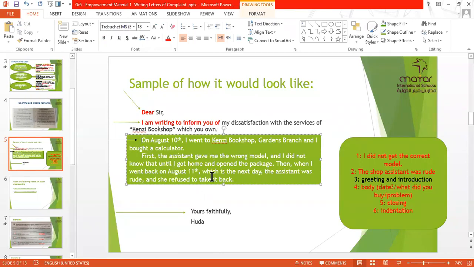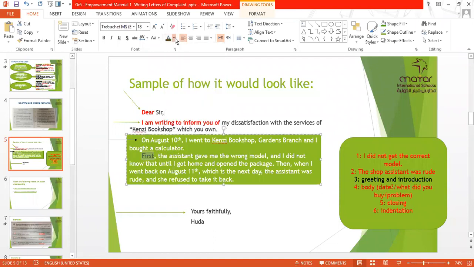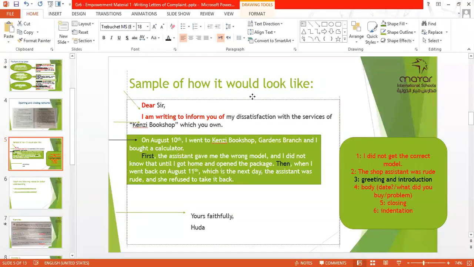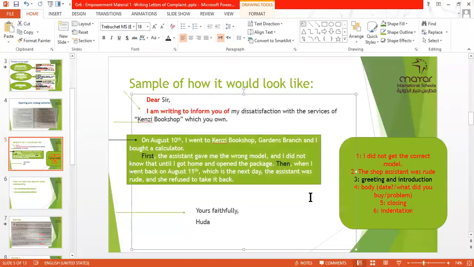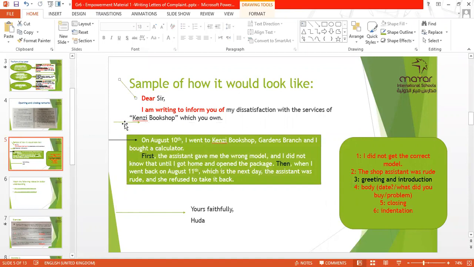We said that on August 10th, I went to Kinsey Bookshop, and I also provided the location of the place if there is more than one branch. And we started saying first, second, and so on. Notice, these are things that could help me get started. It can help me organize my thoughts. So if I don't know where to start or how to start, I can go ahead and start with first and second and so on. Okay, let me just make it bigger. Now we're going to continue with the video, and then we're going to finish this letter, this sample.